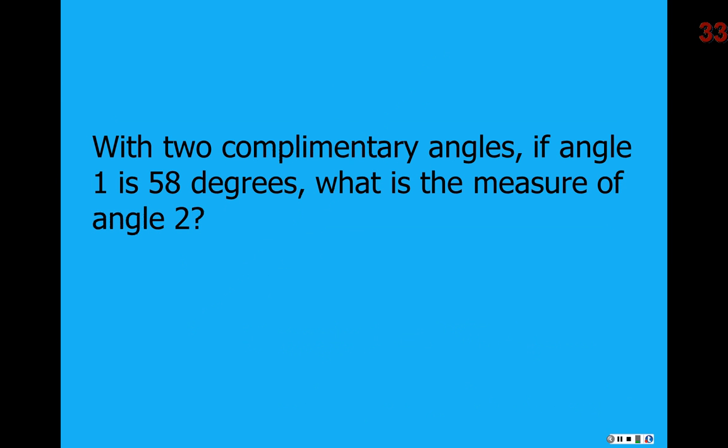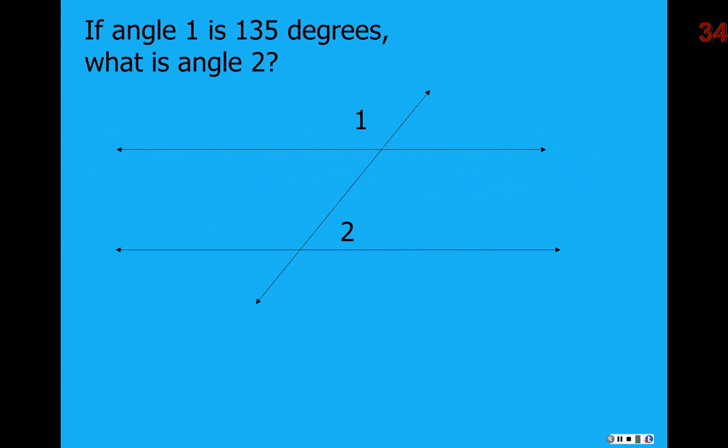With two complementary angles, if angle 1 is 58 degrees, what's angle 2? How'd you get 42, Pon Santana? Good. Okay, 32 degrees. Take 90, subtract 58 degrees, you get 32 degrees because they're complementary. Okay, if I tell you angle 1 is 135 degrees, what's angle 2?